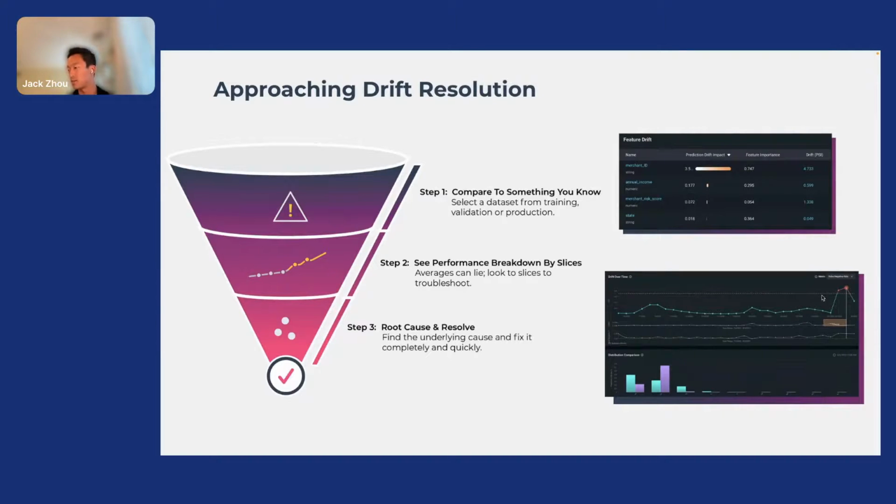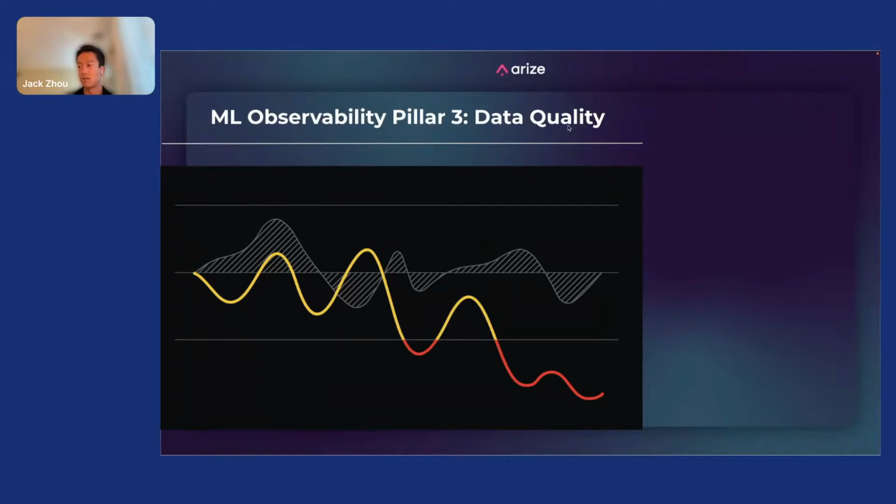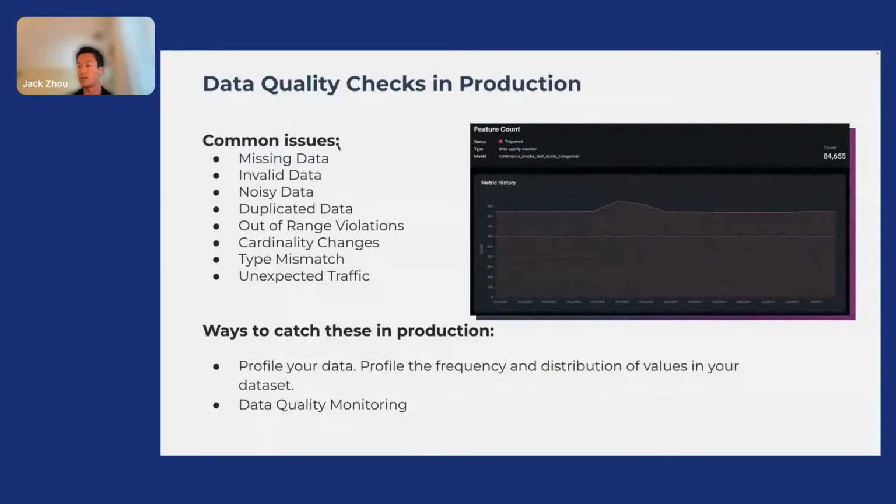So you can see here in the time series that the drift actually started recently. This can help you figure out temporally when to start debugging the issue. The third pillar is data quality. Data quality is defined as data issues such as missing data or invalid data, high cardinality data, duplicated data, and this all affects drift and performance. So how do we debug this?